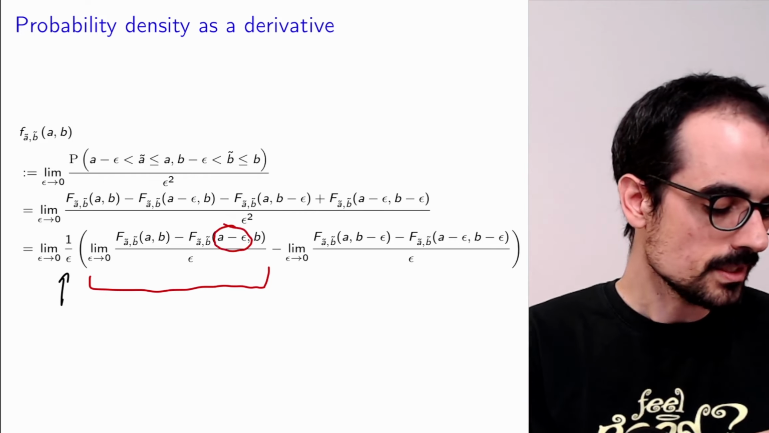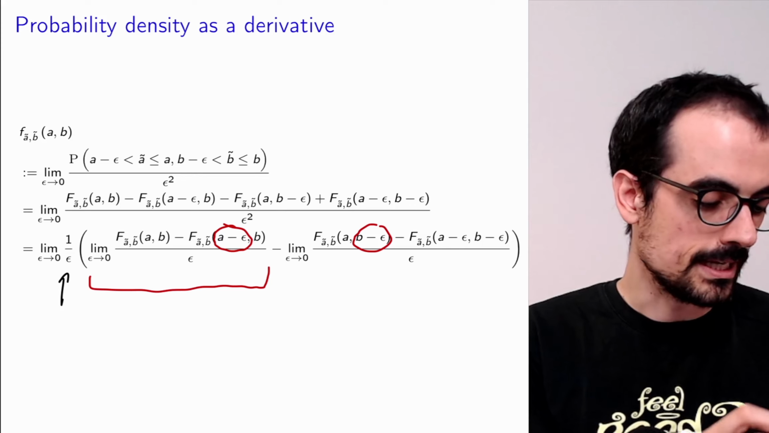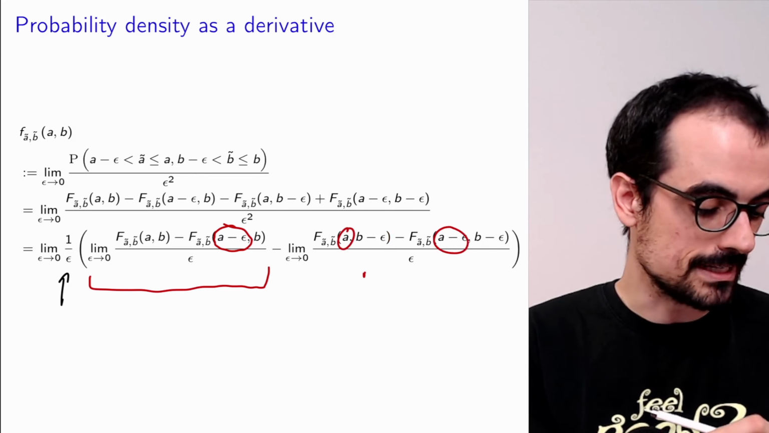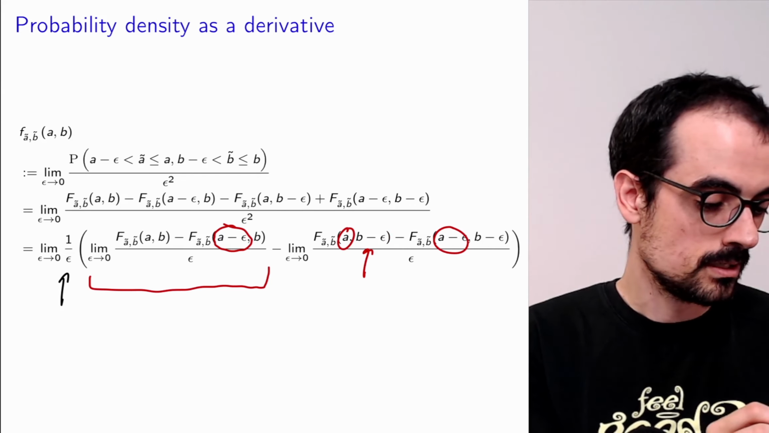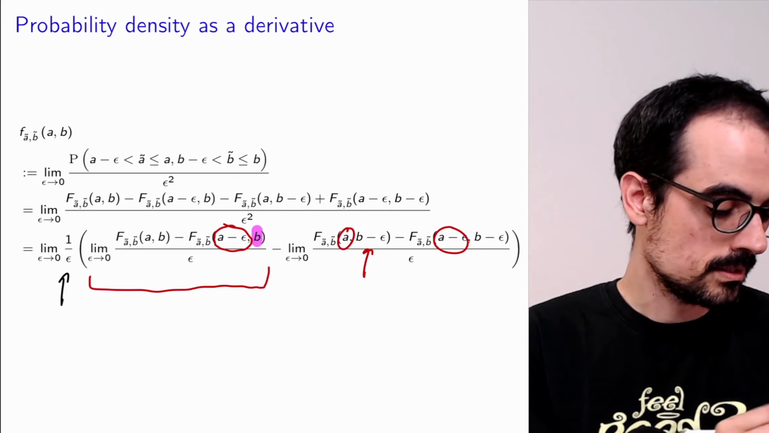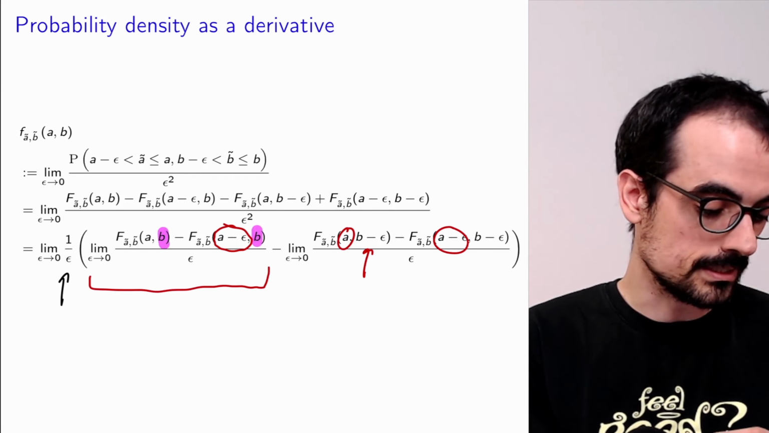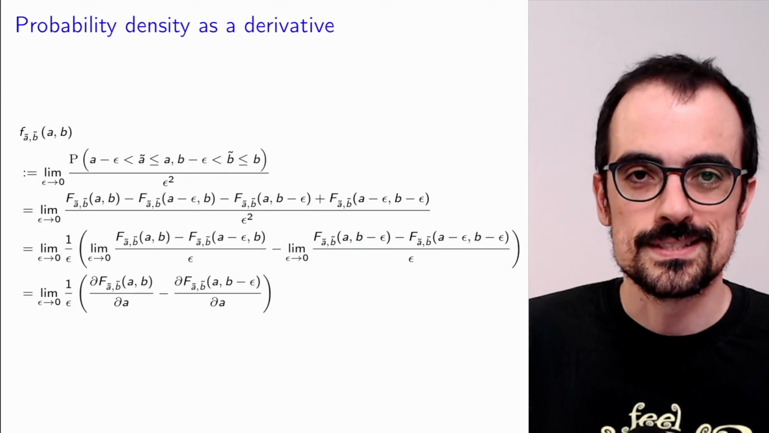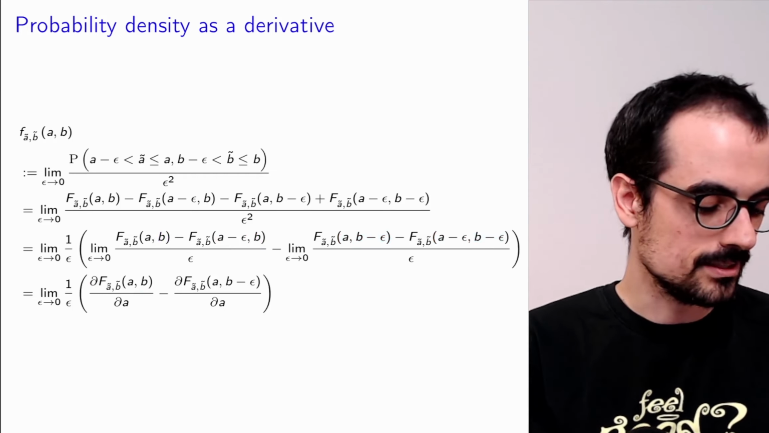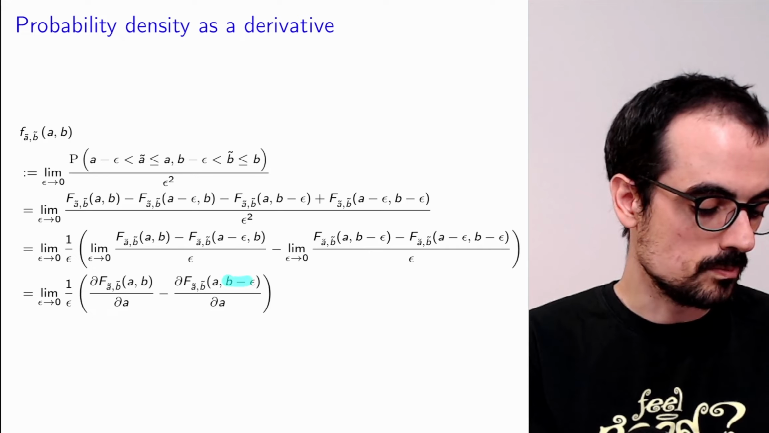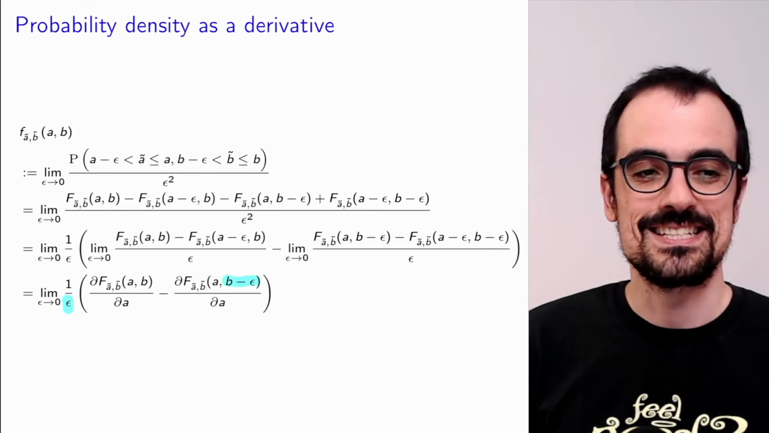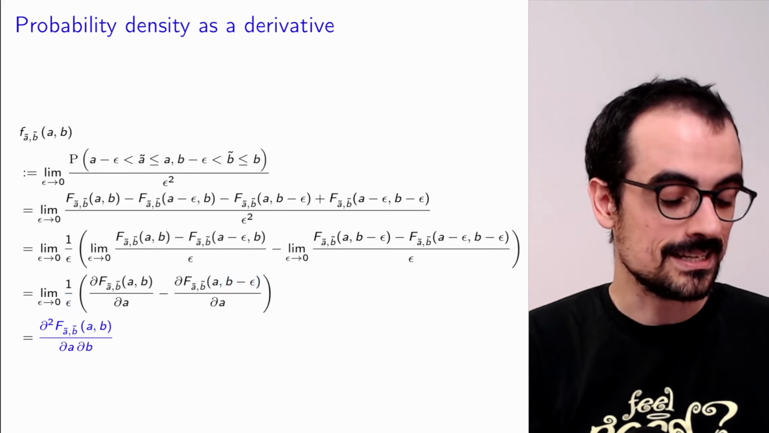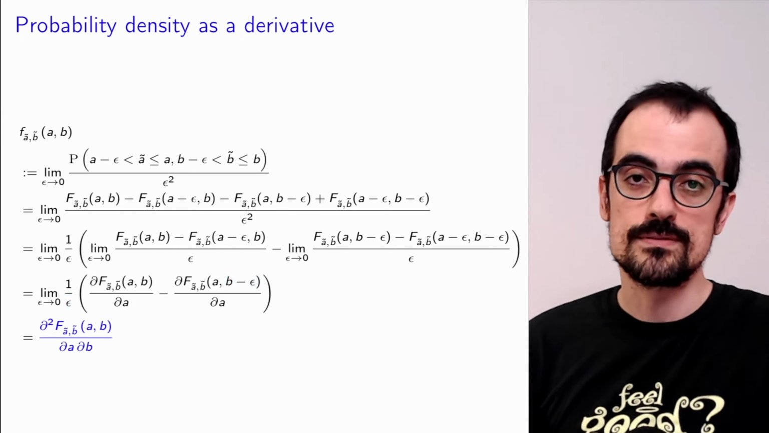Same thing here. Here we have the partial derivative, again, with respect to the first argument. Here the partial derivative is evaluated at b, and here the partial derivative is evaluated at b minus epsilon. So now we're going to plug that in. We have those two partial derivatives. But now if you subtract them, with b minus epsilon, and you divide by epsilon, this is just the definition of the partial derivative with respect to b.